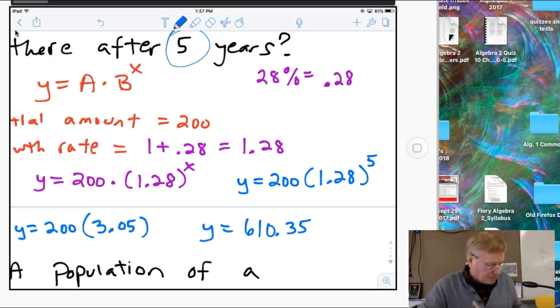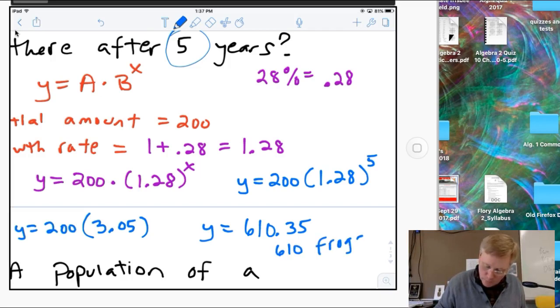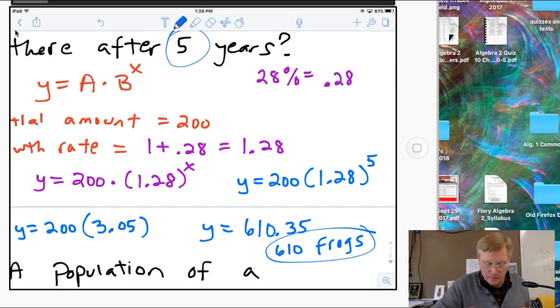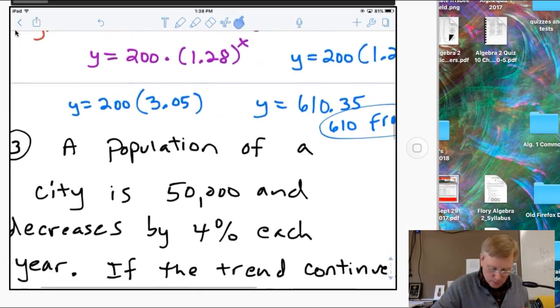610.35. So we'll round that off and say you had 610 frogs, okay? I'm not sure what 0.35 frogs looks like. We don't have to worry about it either. All right, so that's the answer. Next one.